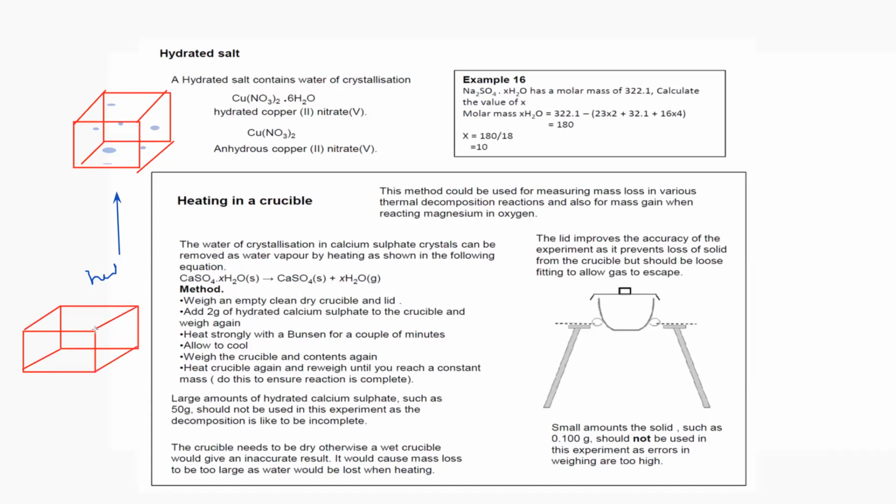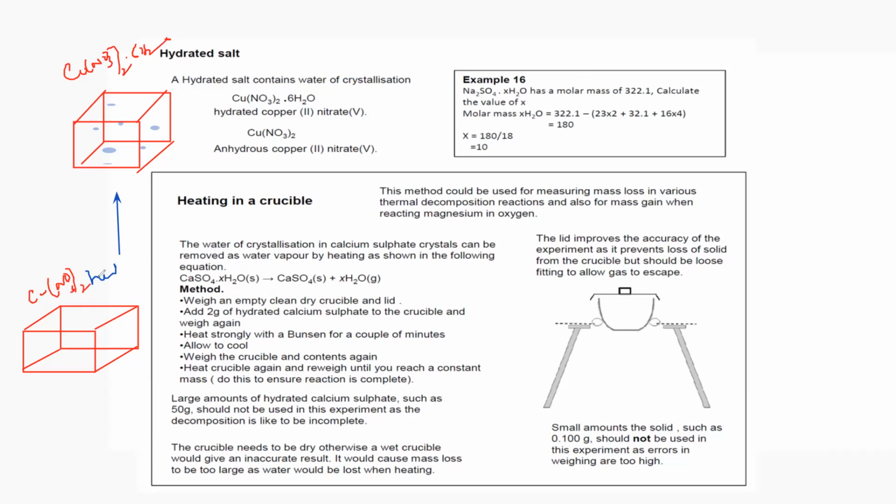So how can we work out the water of crystallization in the salt, or the number of water molecules present? Hydrated salt contains water of crystallization, like copper(II) nitrate. It's written that it contains 6 water molecules, whereas there is anhydrous copper nitrate. So this is hydrated copper nitrate, Cu(NO3)2.6H2O. But when you supply heat energy, it becomes anhydrous copper(II) nitrate.